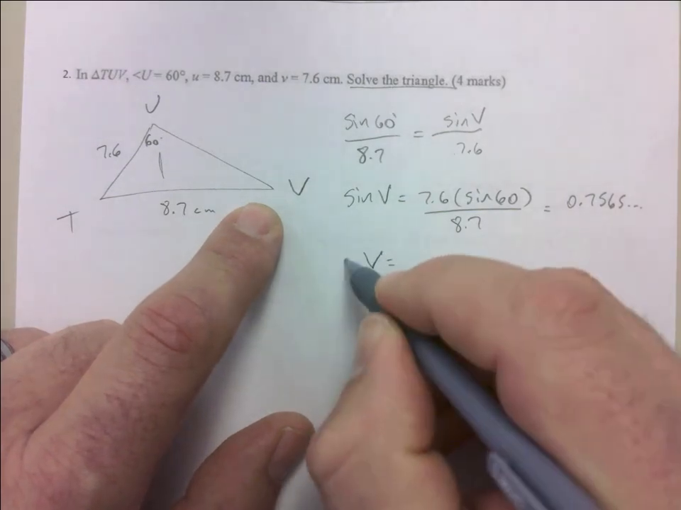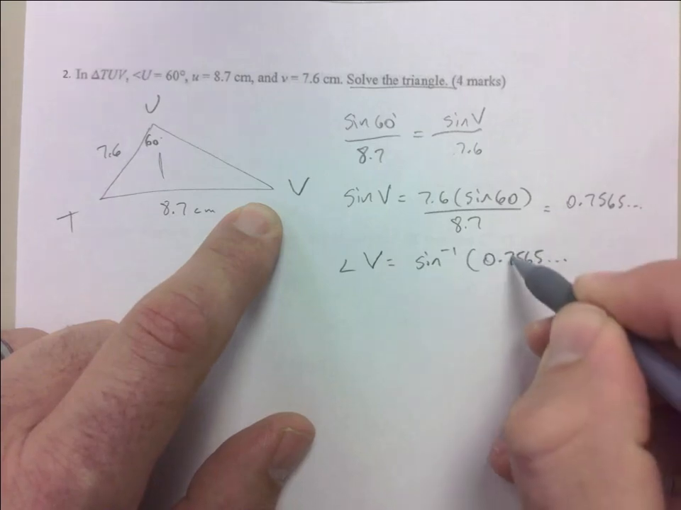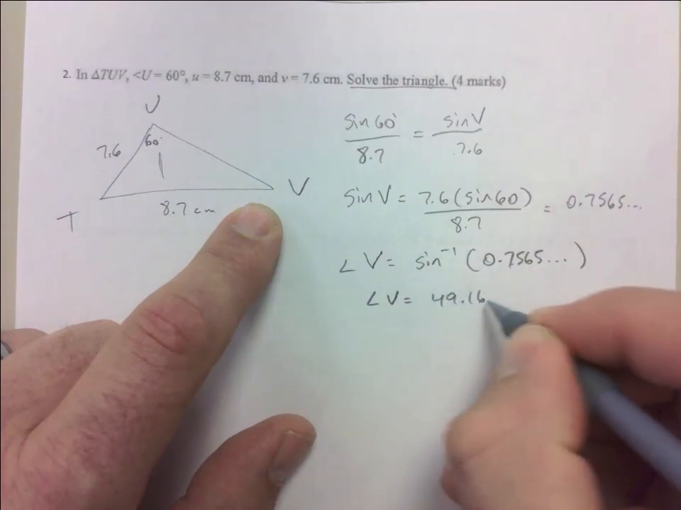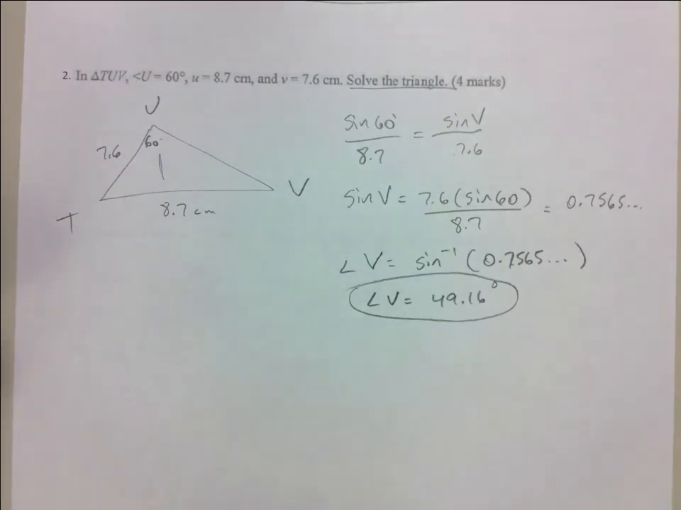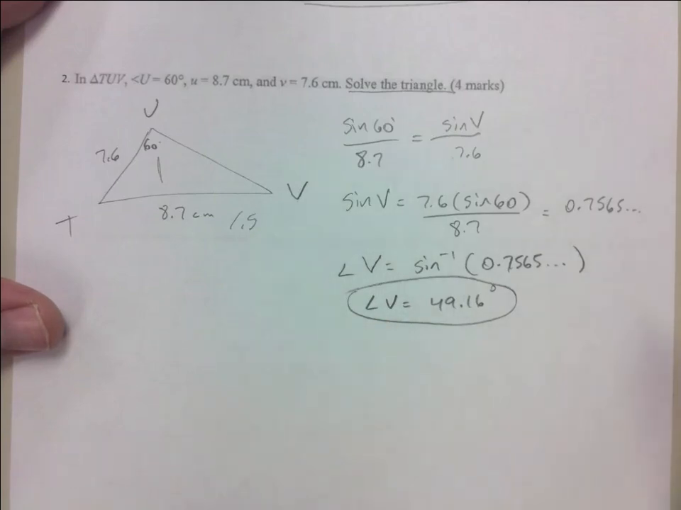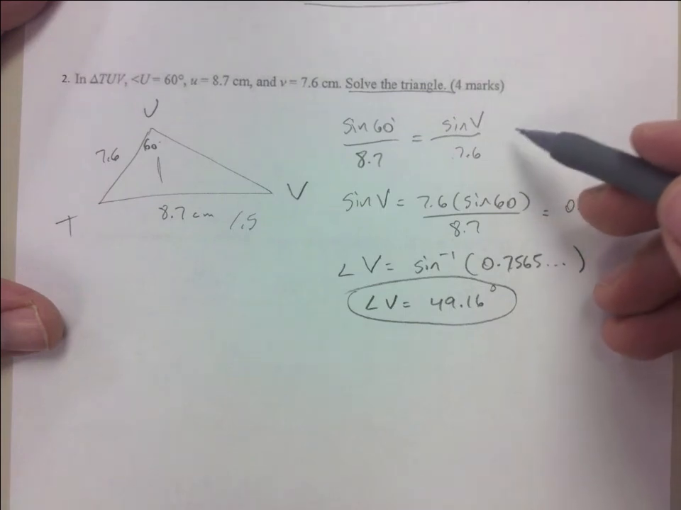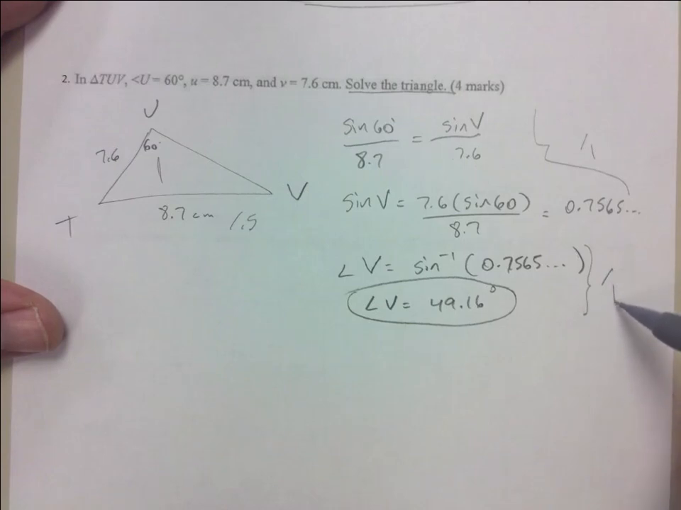So angle V is inverse sine of that. Okay? Angle V is 49.16 degrees. Now, marks. I'll give you half a mark for your diagram. The marks are going to change, by the way. It's not going to be 4. I'll give you 1 mark for the setup and some of the work, and then inverse and final mark, another mark. Okay, so 2.5 for this.